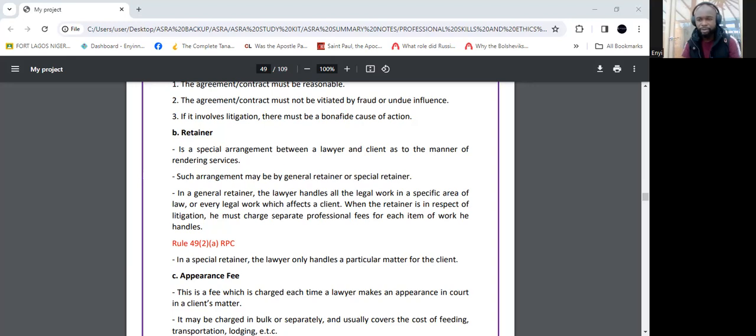Now, you should, however, note that when you have a retainer between a lawyer and a client, a lawyer is still obligated to charge fees for any litigation work that is done. All right, so separate professional fees have to be charged for any litigation that is done. So that's where there's work involving advocacy in court. Separate professional fees have to be charged for that. But every other thing would be covered under the scope of the retainer.